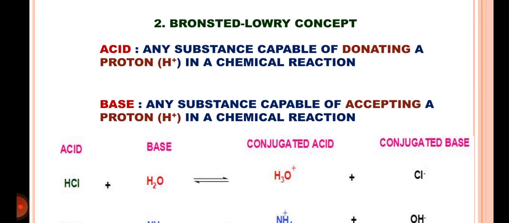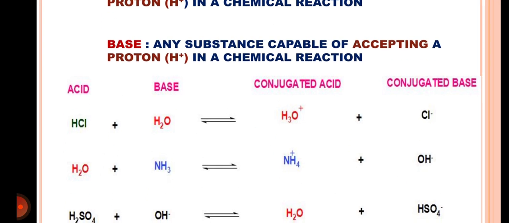According to this, acid is any substance which is capable of donating a proton in a chemical reaction, while a base is any substance which is capable of accepting a proton, that is H plus, in a chemical reaction. Acids are simply called proton donors, while the bases are called the proton acceptors. Let's look at these examples.